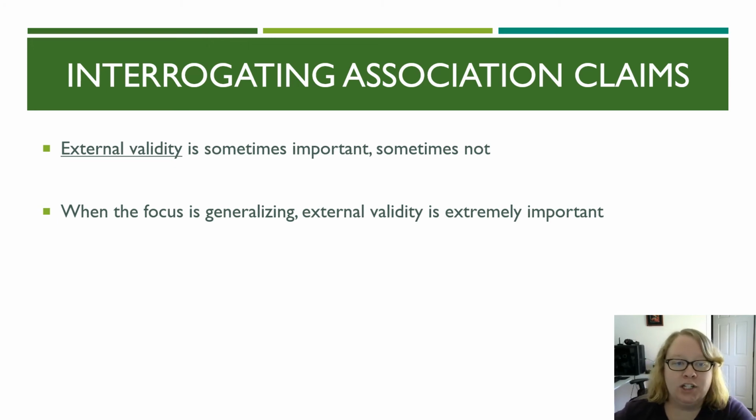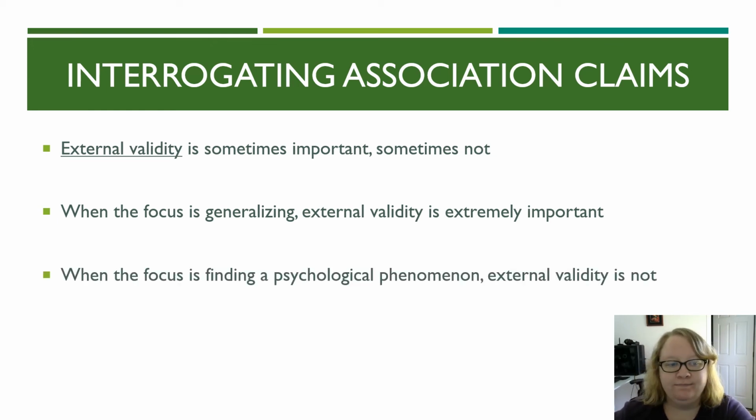If your research question is about generalizing, like for example, maybe I want to know, are depression and anxiety related among elderly people, and are depression and anxiety related among Latin American people? Those are questions about generalizing, so external validity matters a lot. But often the focus is not generalizing. Often it's just finding a psychological phenomenon. So in that case, it's just, are depression and anxiety related? Not necessarily for whom that relationship works. The question is just, are they related at all? And if that's the focus, then external validity is not as important.